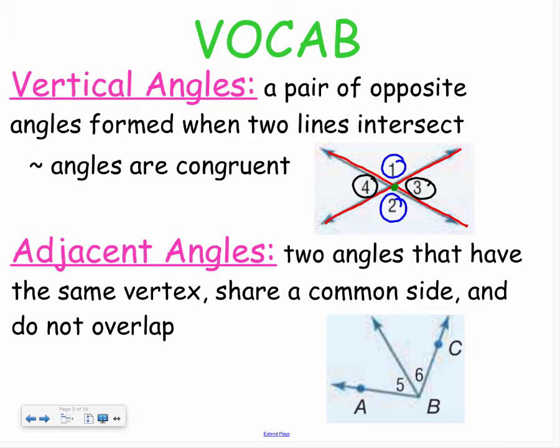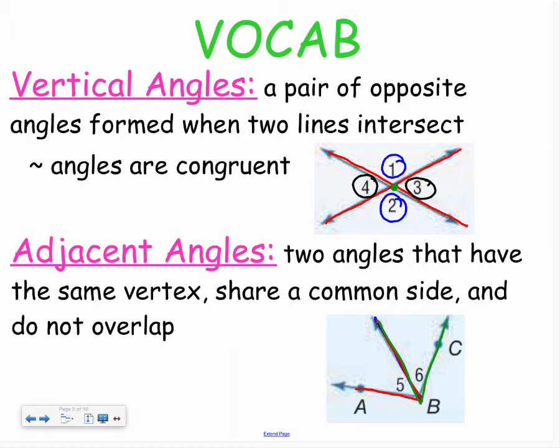Adjacent angles are again a pair of angles, so we have two angles that have the same vertex, so they share that common point, and they also have a common side, so there is one side that both of them share. Notice that the angles do not overlap with each other. We have one angle and the other, and the only place that they touch is on that common side in the middle. So these are two different ways that we can relate pairs of angles.